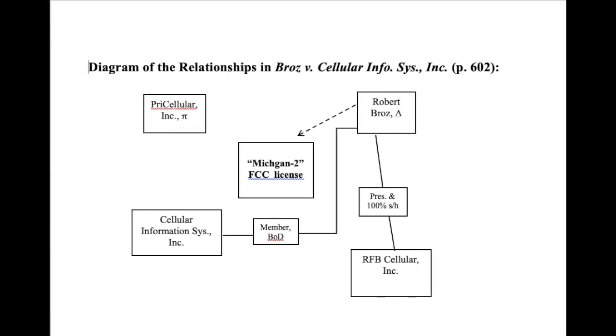Well, it so happens that as all this was going on, there was in fact another firm that was interested in the Michigan 2 FCC license, and that's a different firm, a third-party entity called Pry Cellular Incorporated. Pry Cellular is also engaged in selling cell service in various places, and it was not a suffering firm like Cellular Information Services. Pry Cellular was growing, and it wanted to expand, and Michigan 2 was desirable to it.